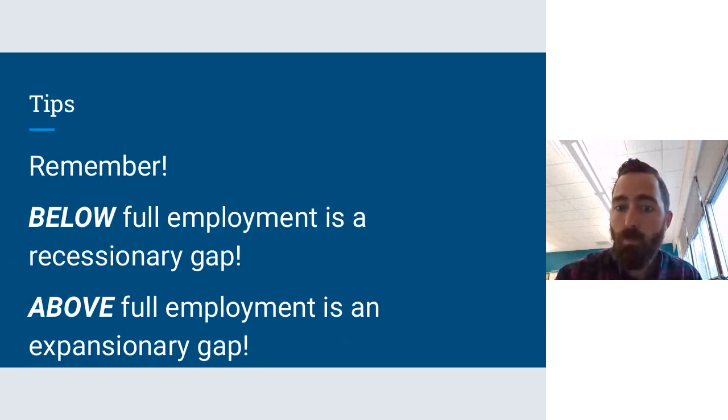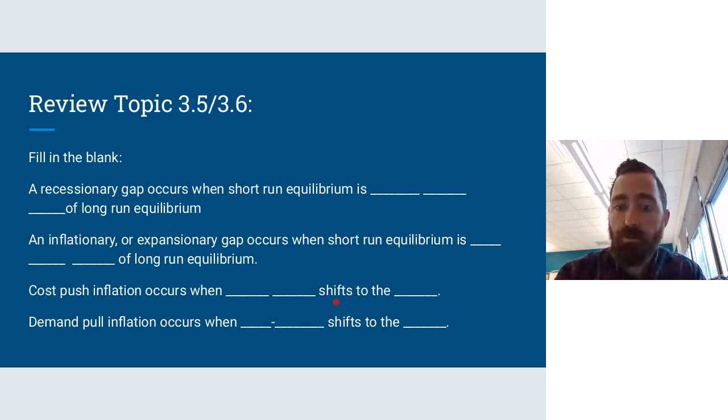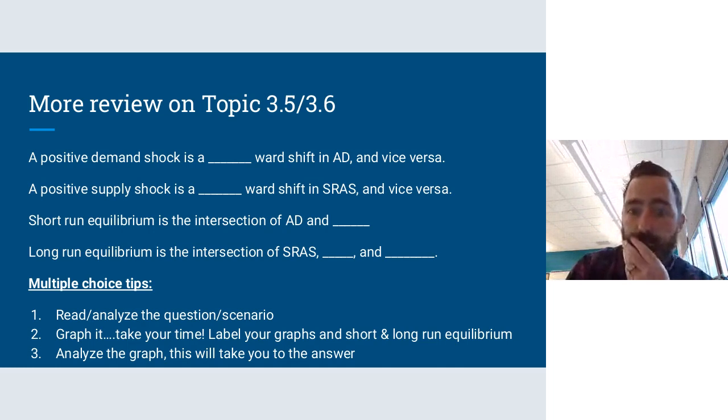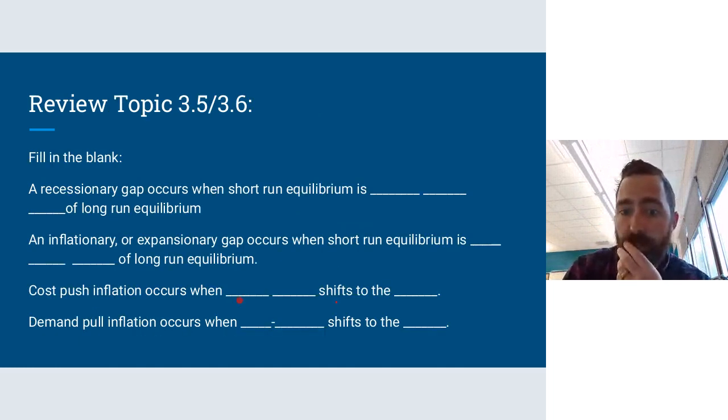Remember, expansionary gap, you're to the right of long run, you're ahead. Recessionary gap, you're to the left, you're behind long run, okay? Those are the tips. I say below, you could also say to the left, okay? Above, to the right, is expansionary. Keep those things in mind. All right, so go ahead and pause the video if you want. We'll talk about this slide, and then we'll wrap it up for the day.